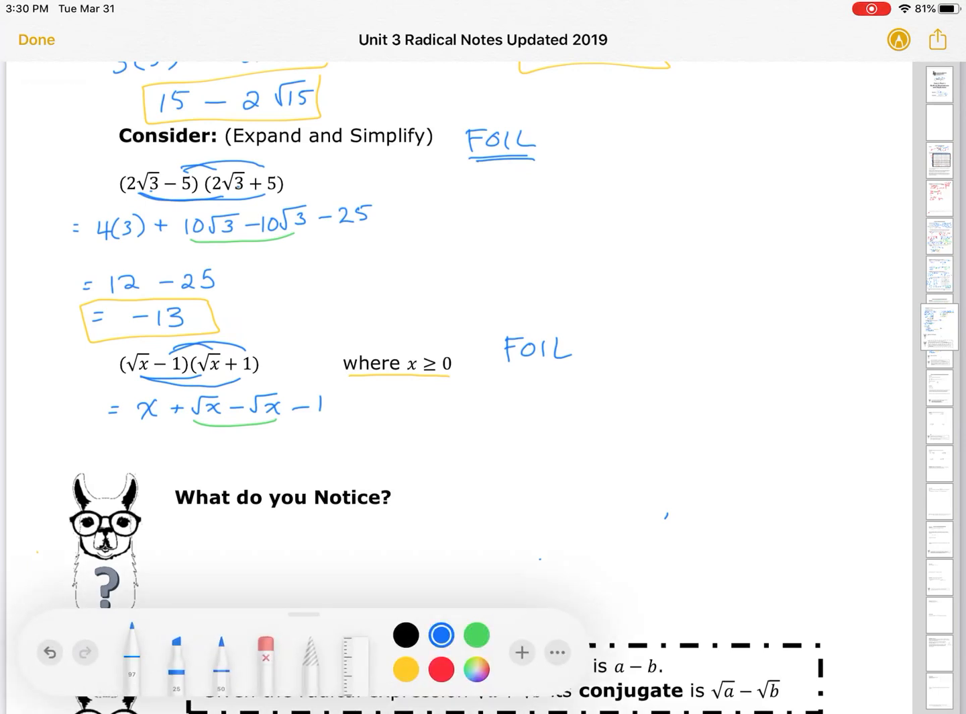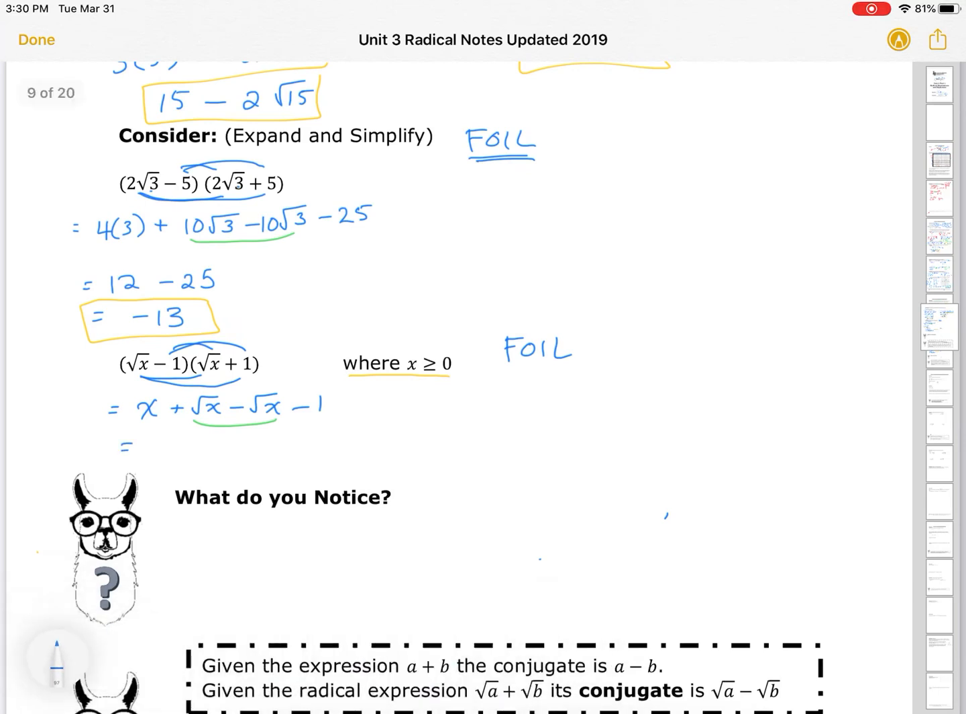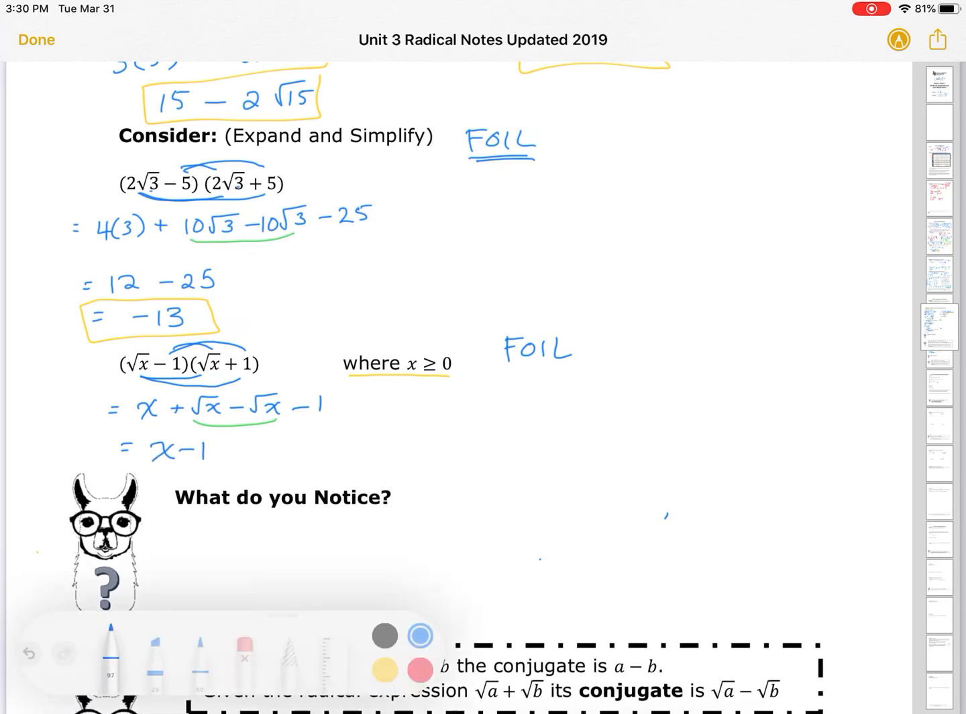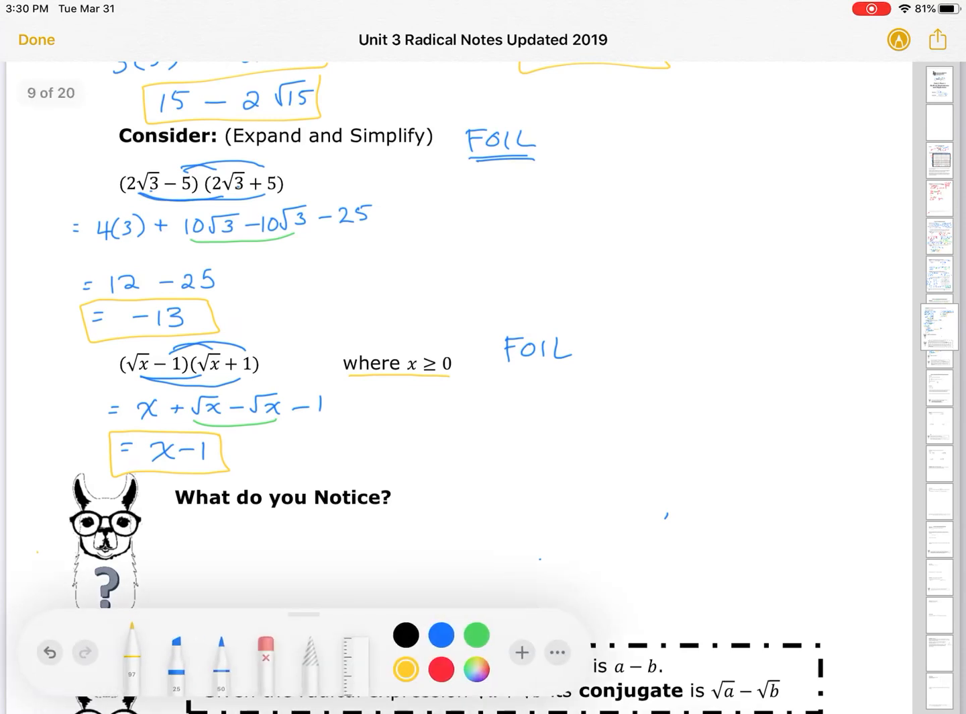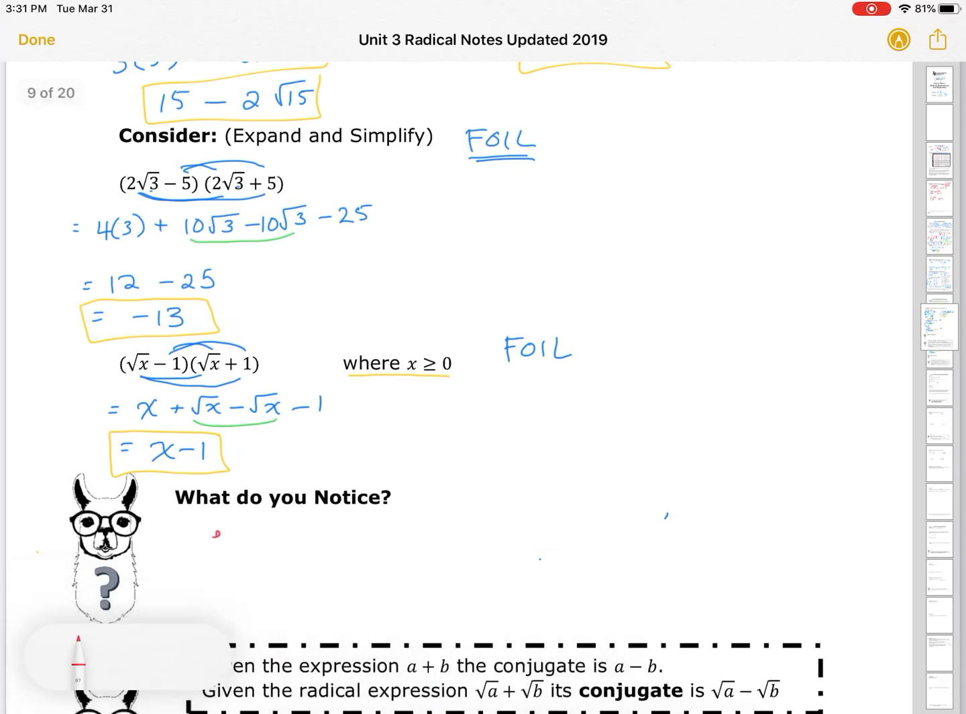I'm going to combine my like terms. I've got root x minus root x, so that equals 0. So I'm left with x minus 1. That would be my answer. Now, the next question says, what do you notice? Well, you should notice with these that the middle term subtracts out.